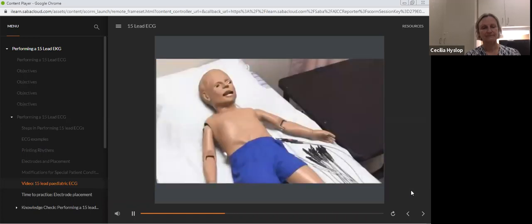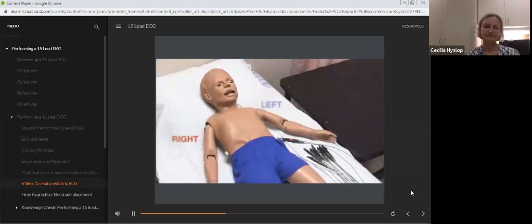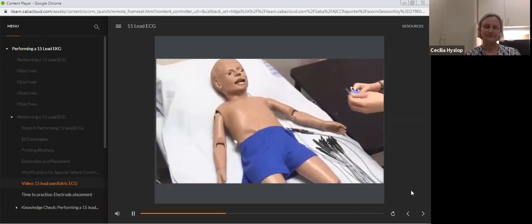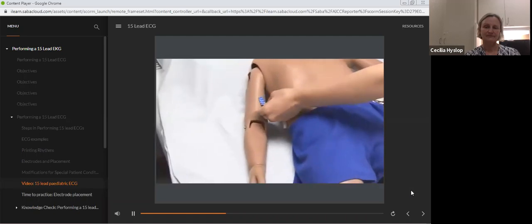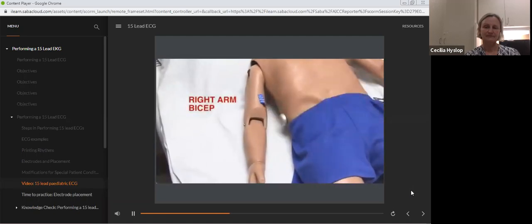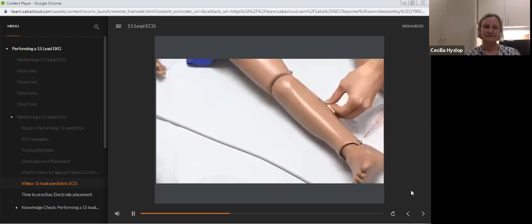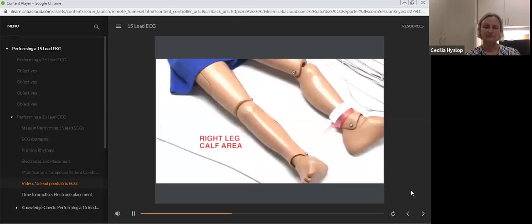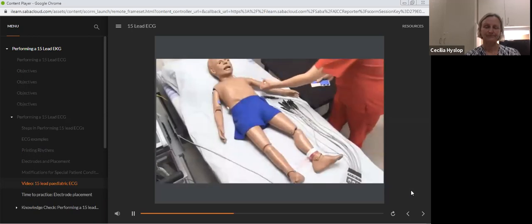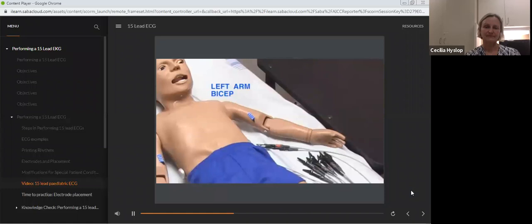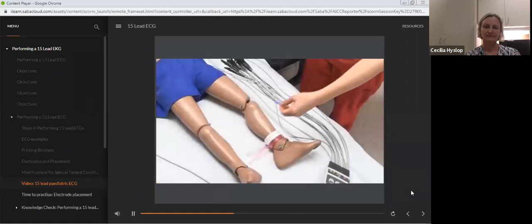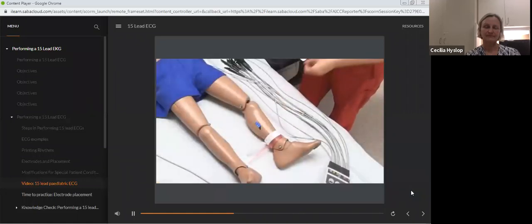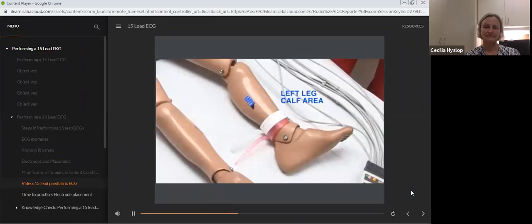We will be placing the electrodes according to the patient's right and left side. At first, we will place the right arm electrode on the patient's right arm bicep. We will then place the right leg electrode on the right leg around the calf area. Next, we will place the left arm electrode on the patient's left arm around their bicep. And then we will place the left leg electrode on the patient's left calf.